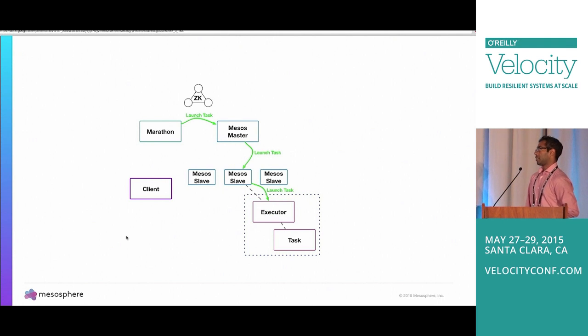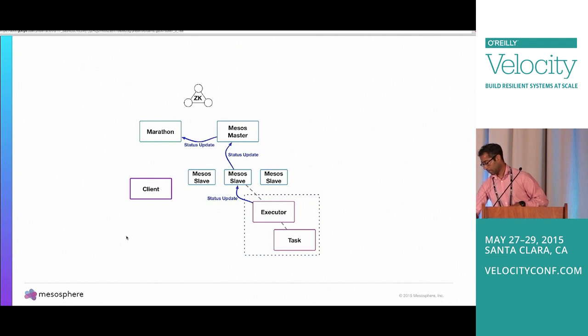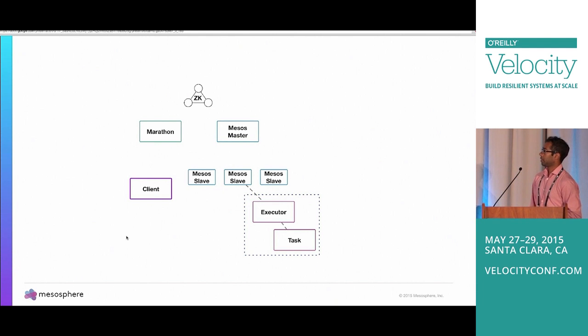Marathon's like, oh no, I need that task running. So it then sends another launch task message to Mesos. Mesos then launches another task, and we're back again. Status update goes back to Marathon, and again, we're happy.